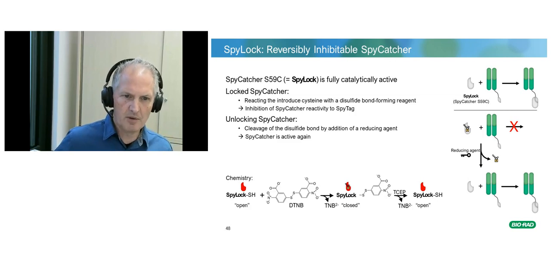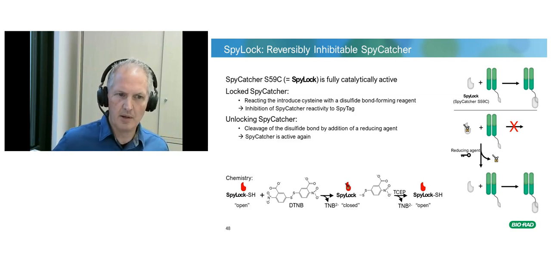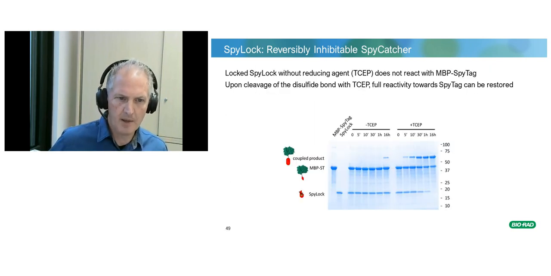So the chemistry is pretty straightforward. We have the cysteine, the thiol group in the cysteine. We let it react with DTNB, Ellman's reagent. We get the disulfide bond, which locks the SpyCatcher or the SpyLog. And after reduction and cleavage of the disulfide bond, it's fully functional again.